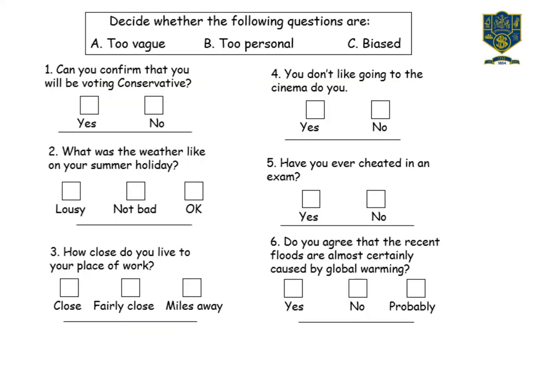So question 1: decide whether the following questions are too vague, too personal, or biased. Can you confirm that you'll be voting Conservative? That obviously is a leading question, because you're trying to see that people are voting Conservative. So that would be a biased question, so it's going to be C. But also some people might feel that that's too personal and they don't want you to know who they're voting for. So that could be either or, but it's definitely biased.